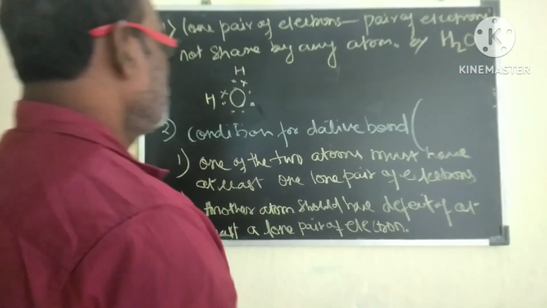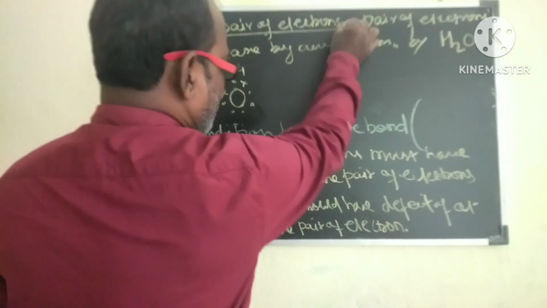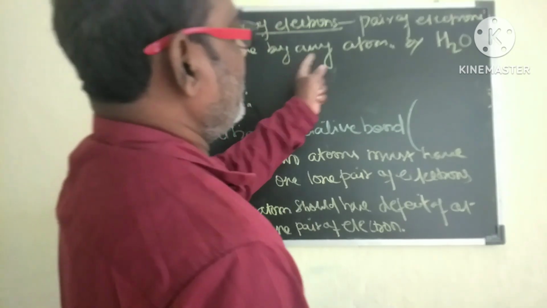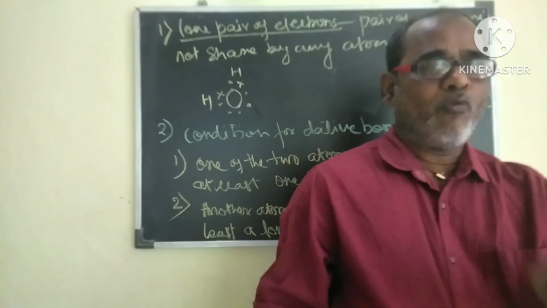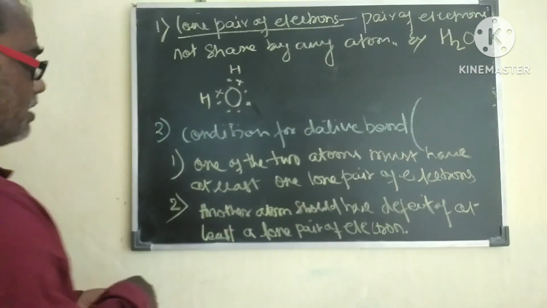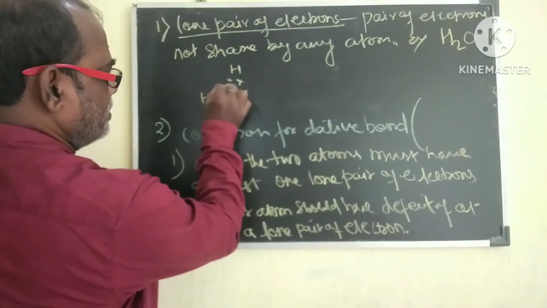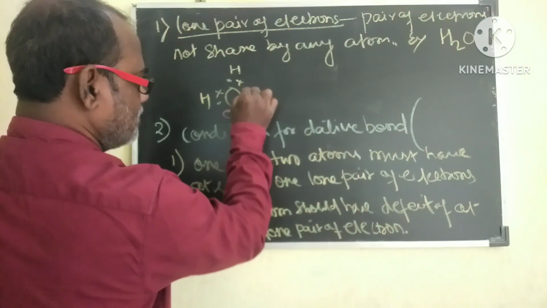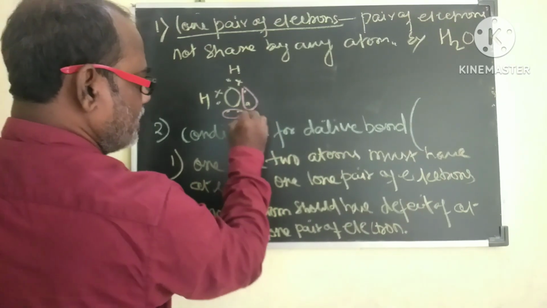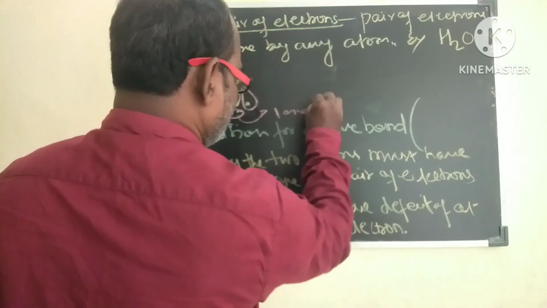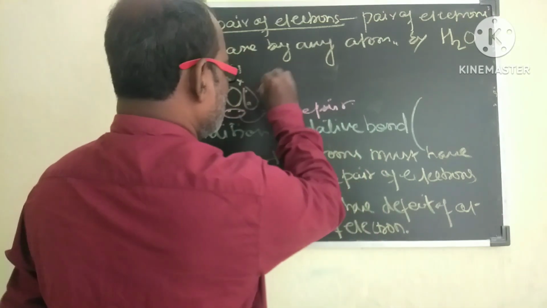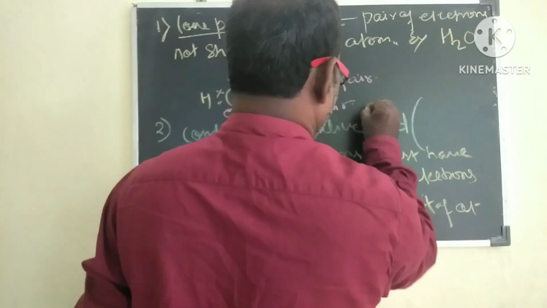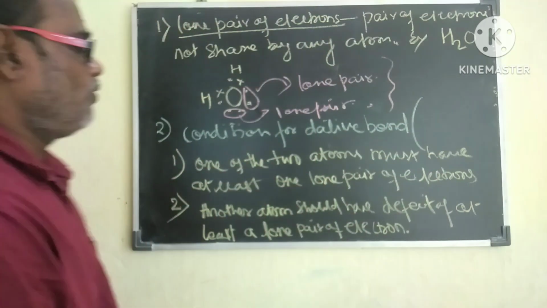So let us see. A lone pair is a pair of electrons which is not shared by any atom. For example, in the case of water, you see here this hydrogen is getting shared, here hydrogen is getting shared, but this pair and this pair, here we have two lone pairs. This is a lone pair, this is also a lone pair. Clear? So now we have the concept of lone pair.